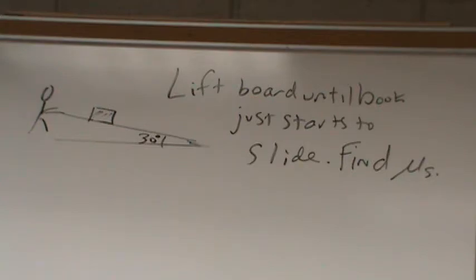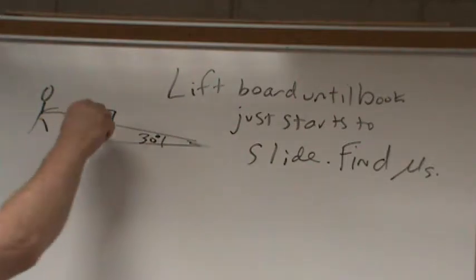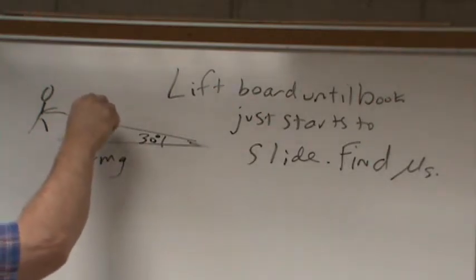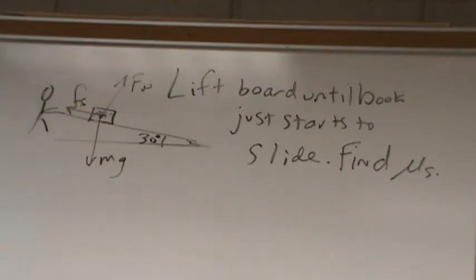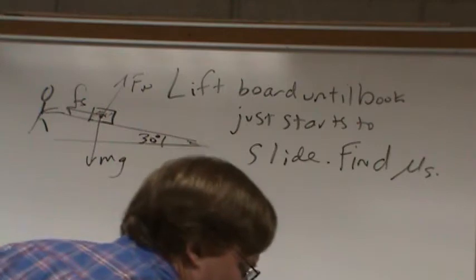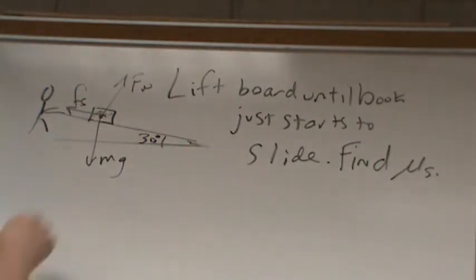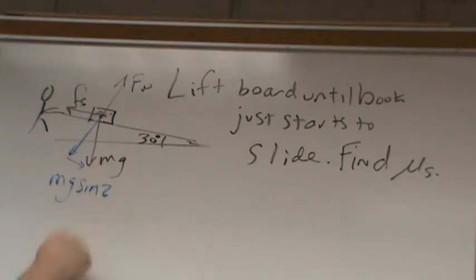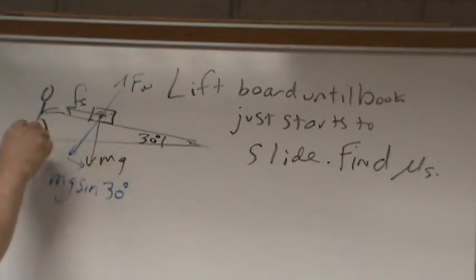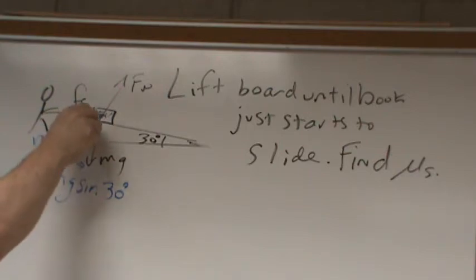Well, what do you suppose I'm going to do first? If you're thinking free body diagram, you win. So here we go. I've got mg, I've got my normal force perpendicular to the ramp, and I've got my static friction force that's going up the ramp. Static friction force is going up the ramp because the net force on the book is down the ramp, or at least until the friction force kicks in. I'm going to get the x and y components of mg. This is mg sine of 30 degrees, and this is mg cosine 30 degrees.